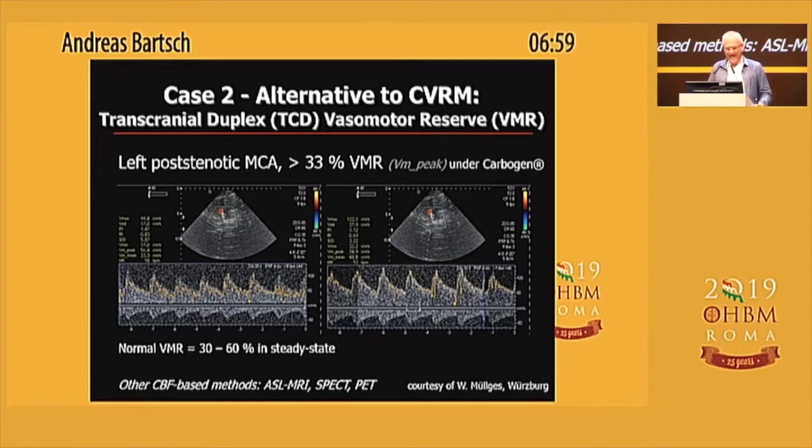Yes, there is. And this is transcranial duplex sonography. What you do there is you have people inhaling carbogen, and normally what then happens is you have a vasodilatation and you can measure an increase in the flow. And it's quite easy. Normally a normal vasomotor reserve, that's how the sonography people call it, is around 30 to 60%. And this patient had 33. So we are saying the same thing.